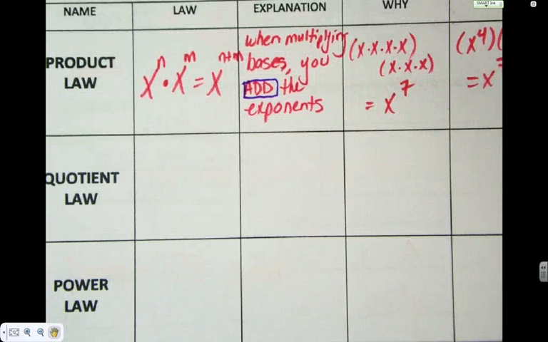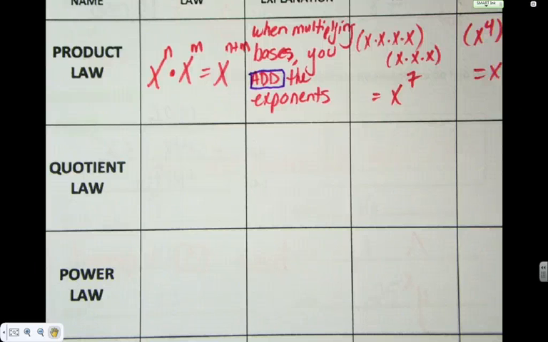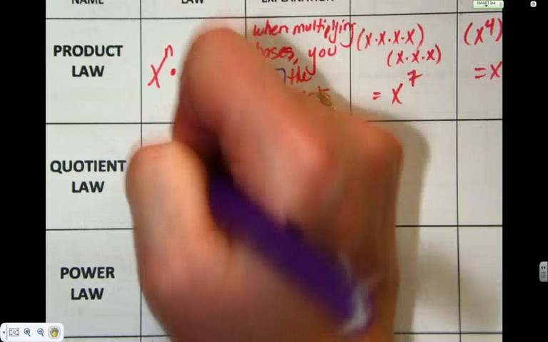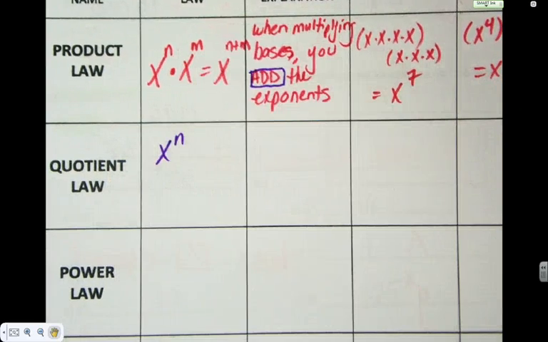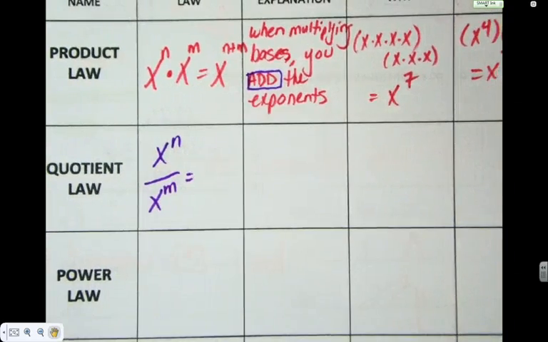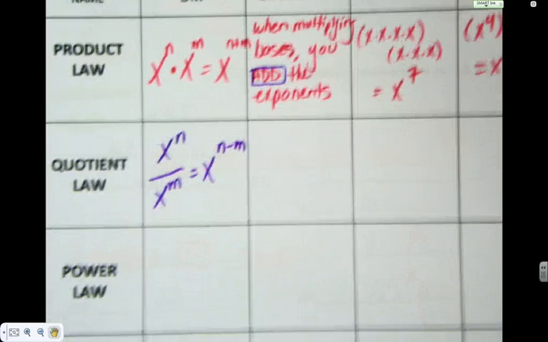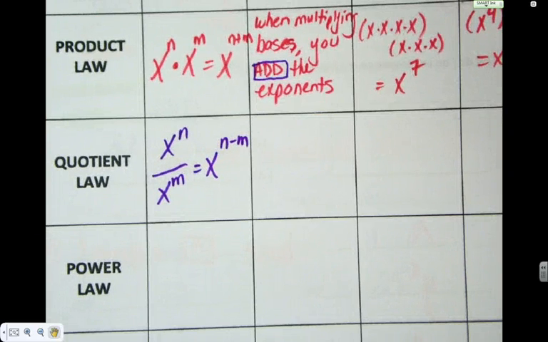Okay, quotient law. I'm just going to switch colors because I like doing alternate rows and alternate colors. It's my left brain, I can't help it. Quotient law, we already looked at that: we subtract. Let's talk about why. Here's the official law. It says x to the n divided by x to the m equals x to the n minus m.